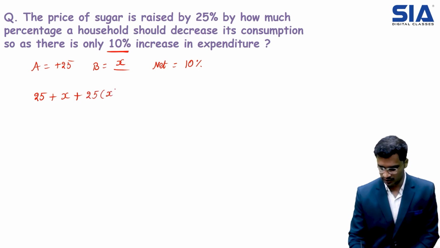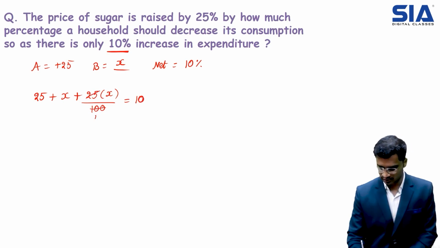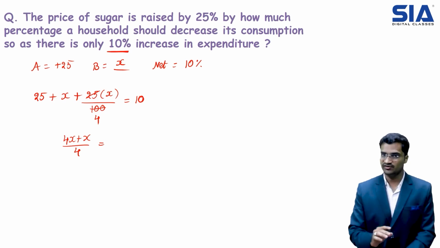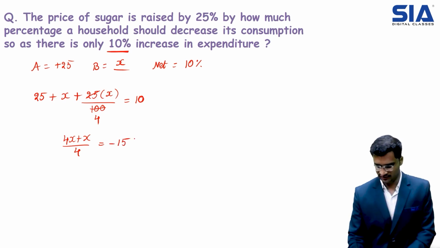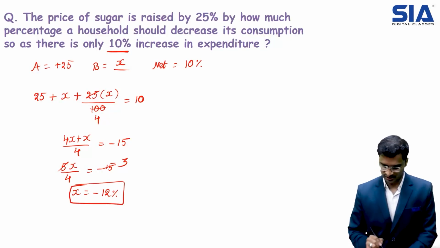25 into x by 100 is equal to 10. Okay, 25 ones are 25, 25 fours are 4x plus x by 4 is equal to 10 minus 25. 10 minus 25 is minus 15. Then 5x by 4 is equal to minus 15. 5 ones are 5, 5 threes are 15. So the x value is equal to 4 into 3, which is 12. So 4 threes are 12%.